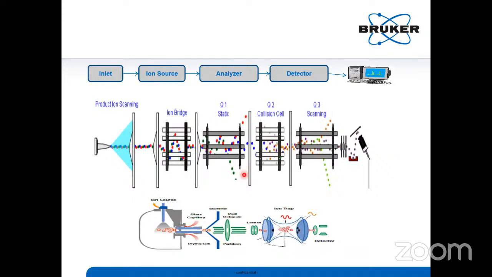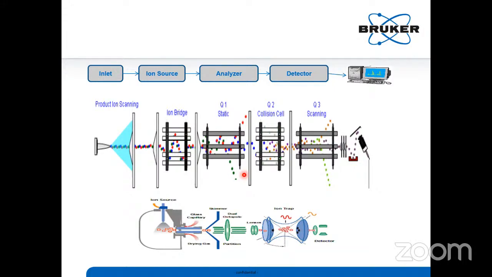Normally, when you are analyzing your molecules with a single quadrupole, if you're not doing any MSMS, you will get only a mass, maybe 100 Dalton, 200 Dalton, or 300 Dalton. But how can you confirm exactly that is your molecule? Maybe you have sample X with 100 Daltons, and at the same time sample Y's molecular mass is also 100 Dalton. Then how can you confirm whether it's sample X or sample Y? In that case, you have to break the molecule.